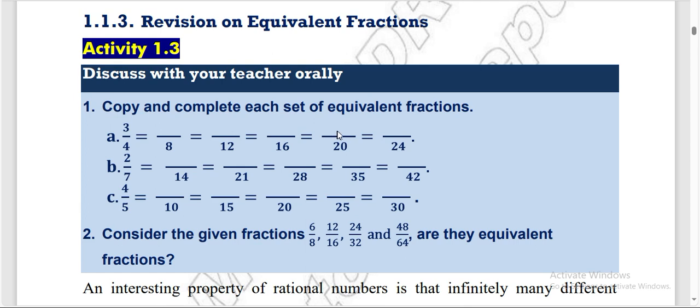12 over 16, 15 over 20. This one is 18 over 24.